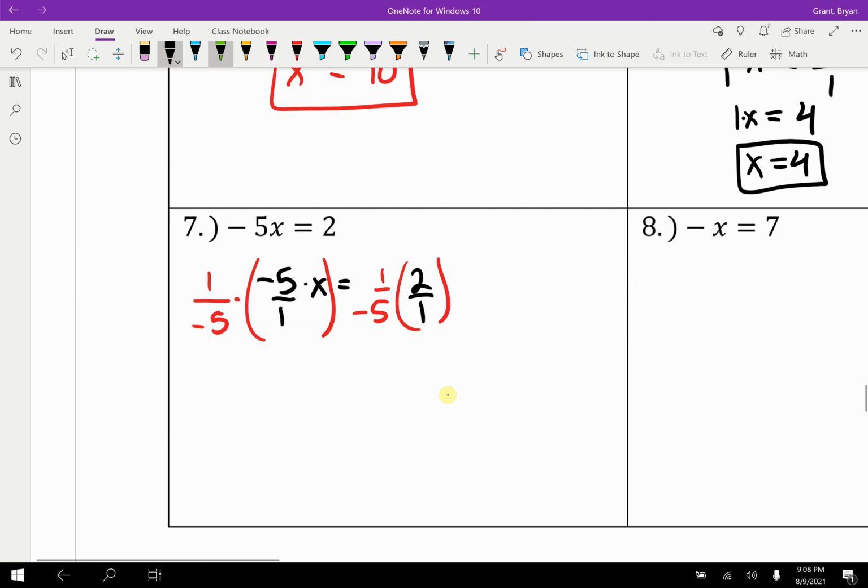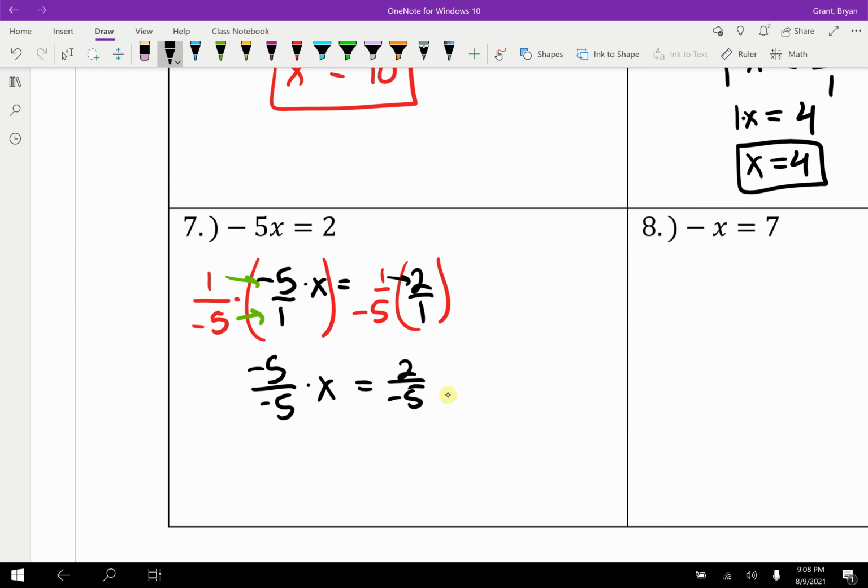Well, on this left side, negative 5, let's just multiply straight across. Let's pretend we don't know we can cross reduce. 1 times negative 5 is negative 5. Negative 5 times 1 is negative 5. On the right side, straight across, 1 times 2 is 2. Negative 5 times 1 is negative 5.